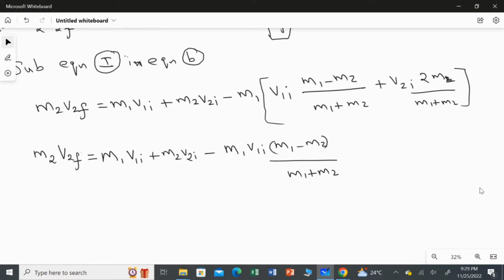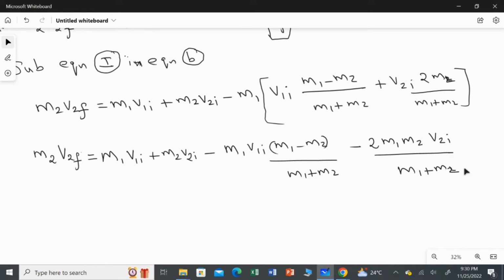Over M1 plus M2, and also you have to multiply this M1 here. By that this equation will become, because minus into plus becomes minus, so better I can write this equation in terms of mass. So 2 multiplied with M1 M2 V2I over M1 plus M2, right? That's it.